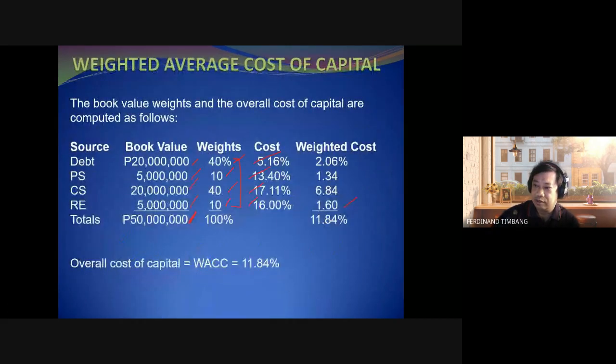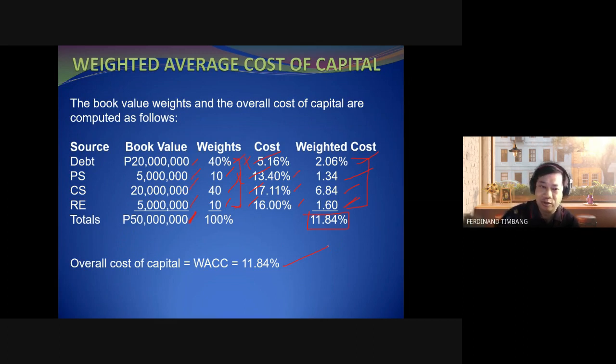Kaya nandito, 16%, no? So all we have to do now is to multiply them. So 40% times 5.16, you will get 2.06. 10% times 13.4, you get 1.34%. Then 40% times 17.11, you get 6.84%. Then we have the 10% times 16%, you get 1.6. So once you add all of these, you have the 11.84%.